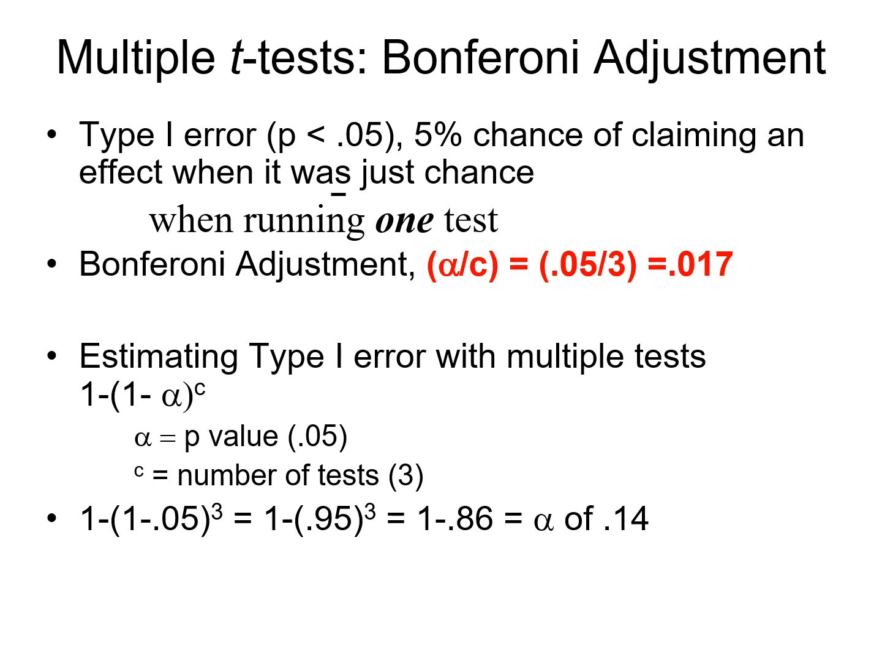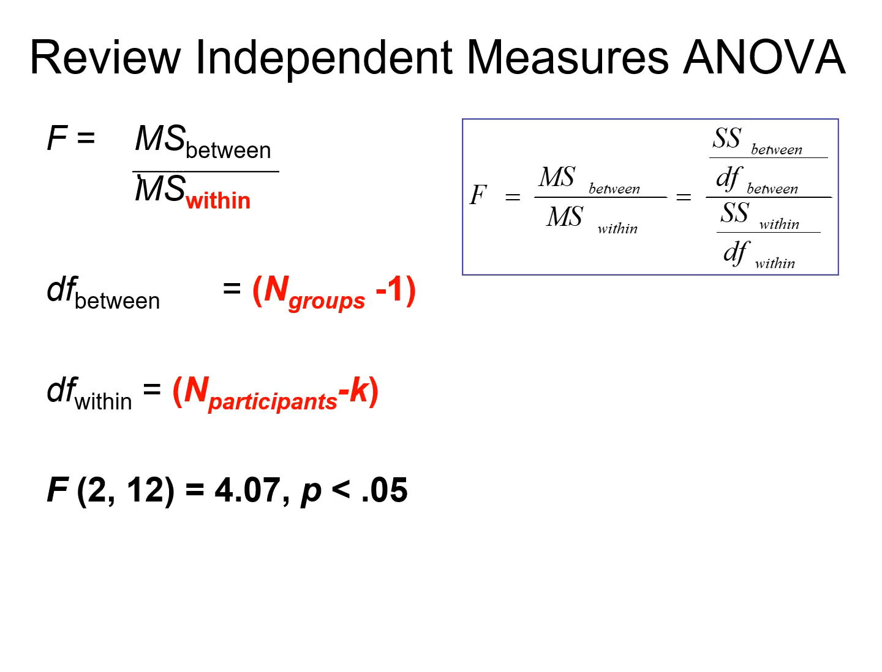So again, these are ways to kind of ask, if we have to run multiple t-tests, what do we need to do to make sure that that p-value is still reflective of an overall or omnibus test of the data? So let's just review independent measures ANOVAs, and then we'll review dependent measures ANOVA.